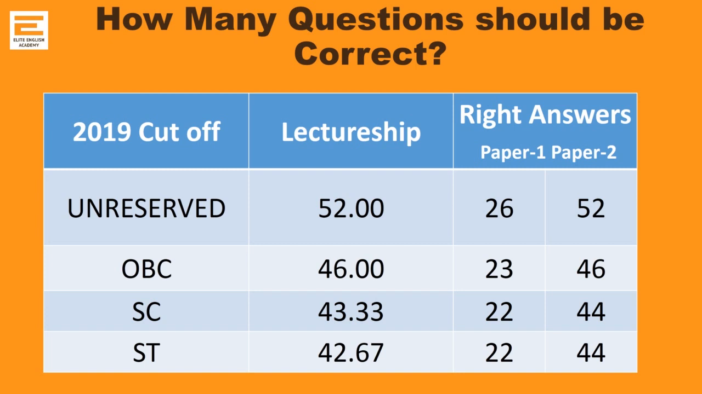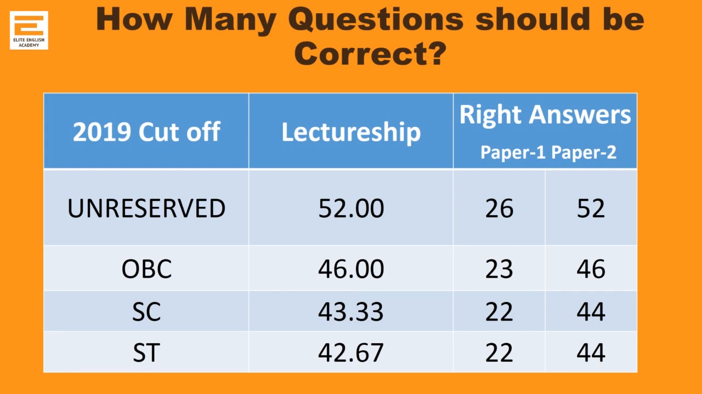Right. So based on this, how many questions should one answer correctly based on the 2019 cutoff? For the unreserved category, 52 for lectureship. That means for paper 1, you have to answer 26 questions correctly out of 50. For paper 2, out of 100 questions, you might have answered 52 correctly. That means 104. For the OBC category, 46 was the percentage cutoff. So in paper 1, 23, and paper 2, 46.